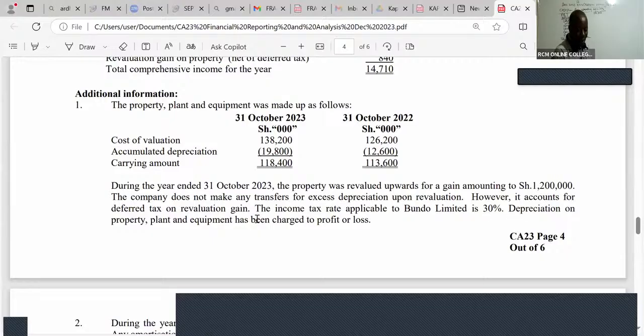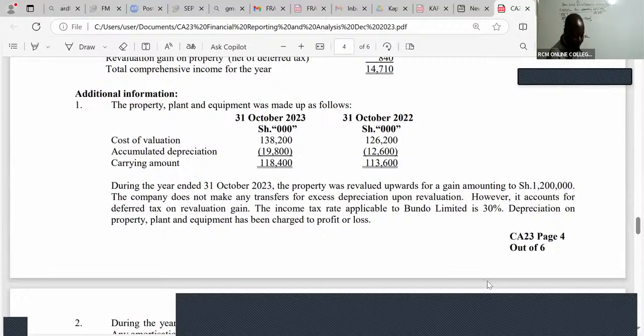Depreciation on PPE has been charged to profit or loss. Ladies and gentlemen, the accumulated depreciation at the end of 22 was 12,600, and we can see that this depreciation grew to 19,800. The growth in this depreciation will be the depreciation for the current year. So the depreciation for the current year will be 19,800 minus 12,600.